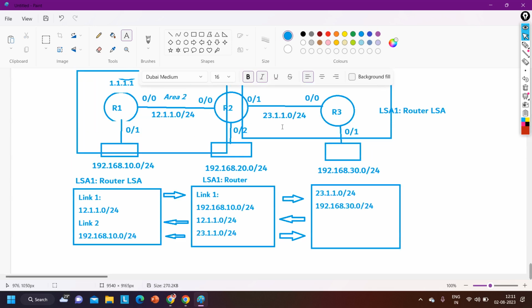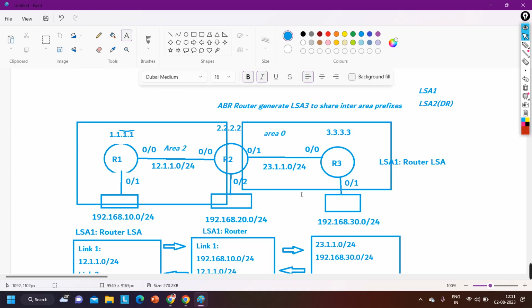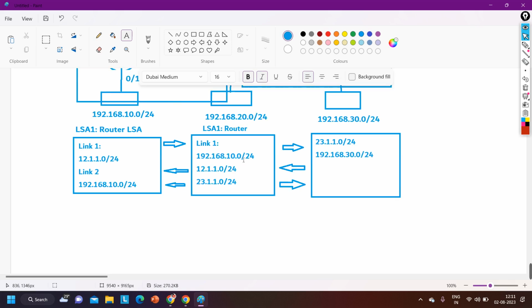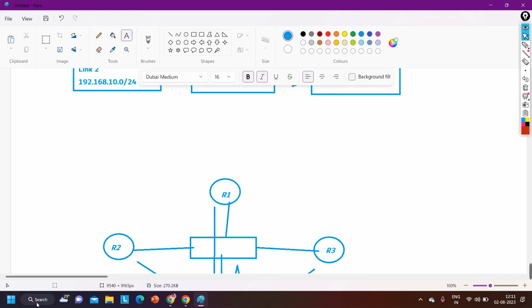Okay. After that, LSA1 is clear, LSA2 is clear. LSA3: the ABR router will generate LSA3 to share inter-area prefixes. Between two areas, routers communicate with each other with the help of LSA3. So only the ABR router can generate LSA3. Let me make you understand guys practically.